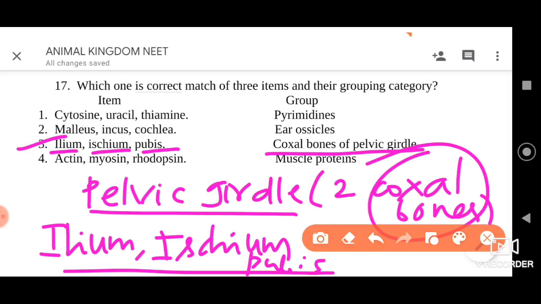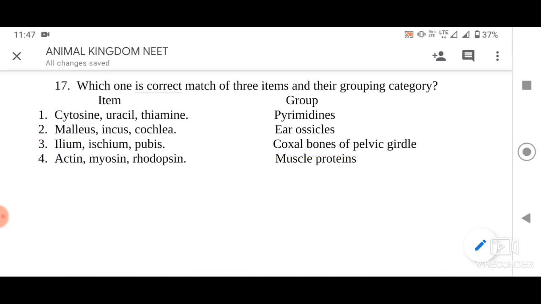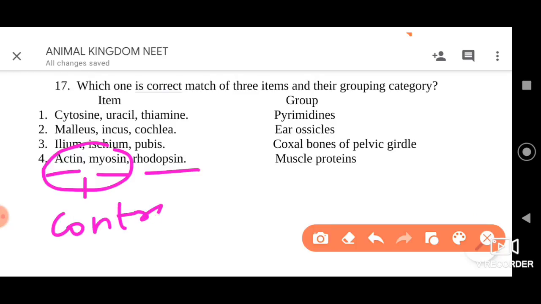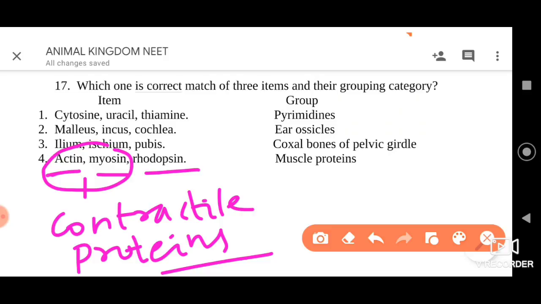But there is also a fourth option which we need to understand here. The fourth option we have is actin, myosin and rhodopsin. We are very well familiar with actin and myosin. They are called contractile proteins, my dear friends, which help in muscular contraction. Actin is the thin filament, myosin is the thick filament, and sliding of the actin over myosin helps in muscular contraction. That's why they are called contractile proteins.